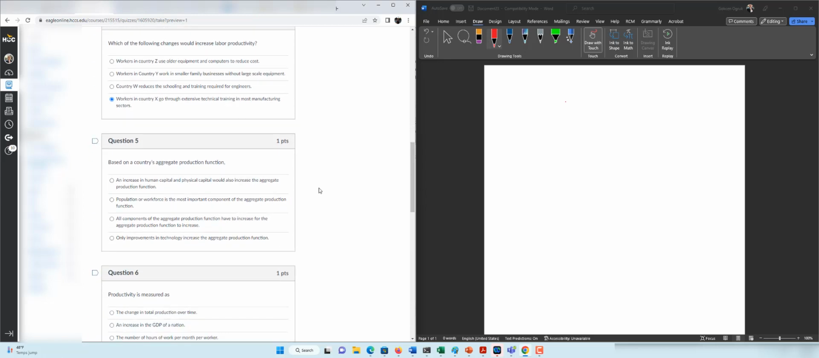Question number 5. Based on a country's aggregate production function, we need to find out which one is correct. The aggregate production function is composed of human capital, physical capital, technology, and natural resources. An increase in human capital and physical capital could also increase the aggregate production function. This is correct.